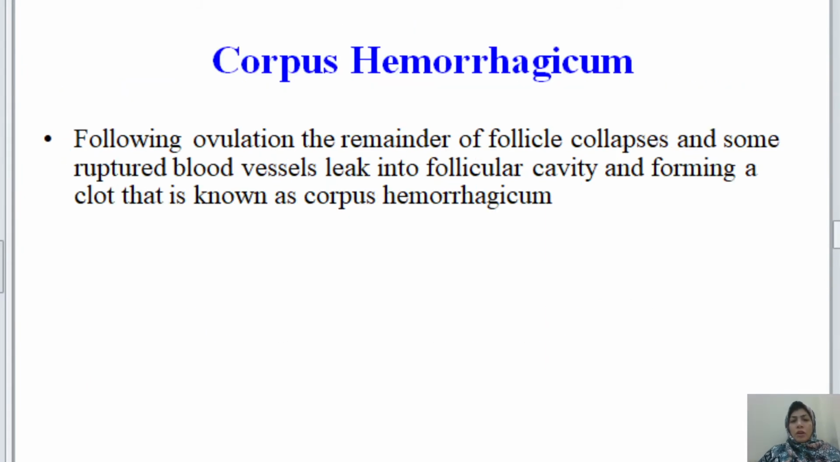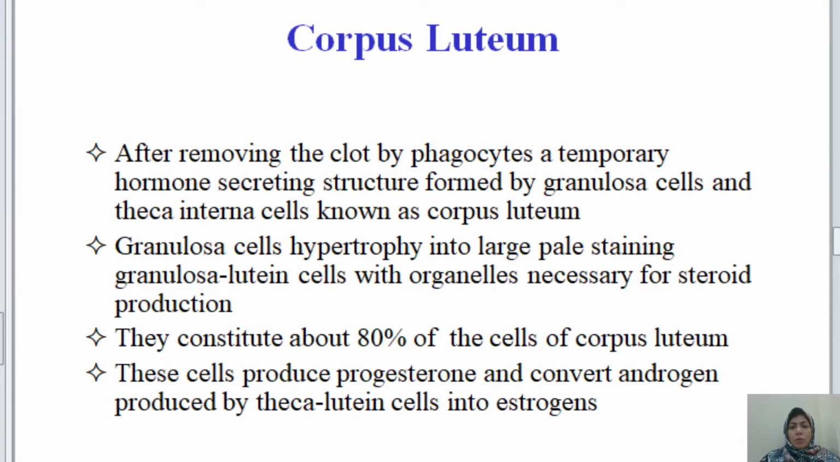If we define the corpus hemorrhagicum, we can say that after ovulation, the remainder of the follicle collapses and some ruptured blood vessels leak into the follicular cavity, forming a clot that is known as the corpus hemorrhagicum. What is the corpus luteum? After removal of the clot by phagocytosis, a temporary hormone secreting structure is formed by granulosa cells and theca interna cells, and it is known as the corpus luteum.